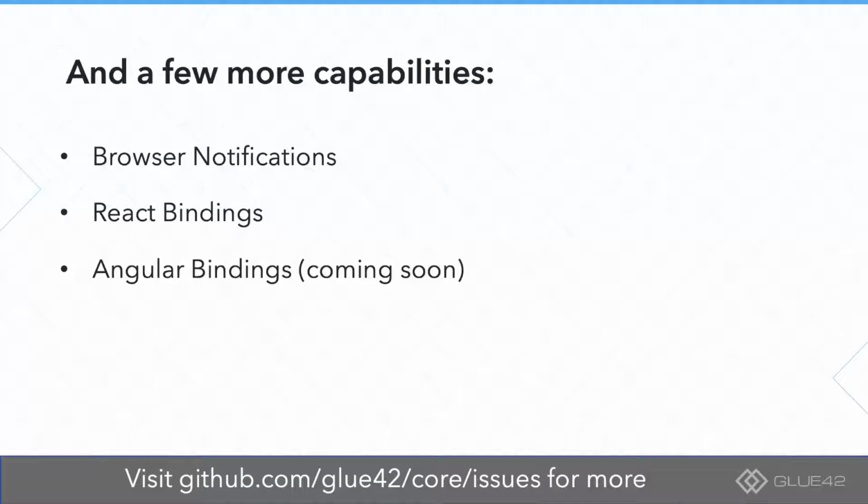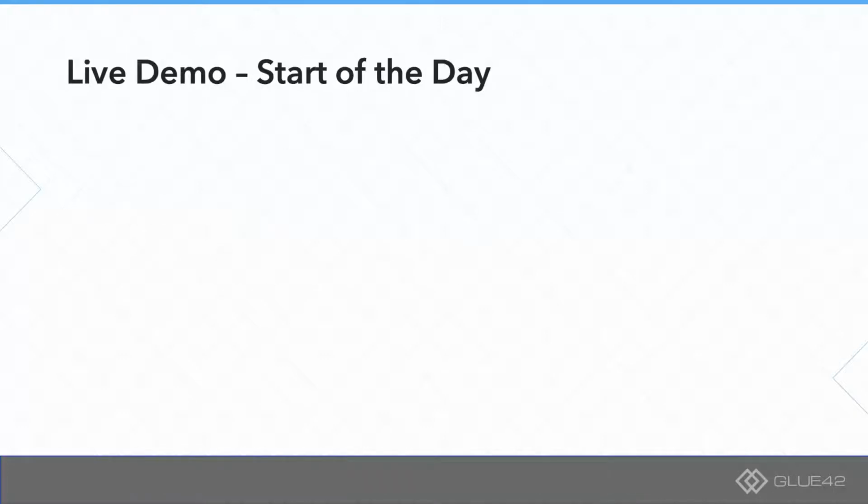In addition to the vanilla JavaScript API, Glue42 Core provides a set of idiomatic framework wrappers, making it easy for React and Angular applications to integrate it. React bindings are available right from the very start of the product even today, with Angular bindings coming quite soon. Now, let's see how those features actually work together. I'm going to show you around a sample application we built with Glue42 Core.